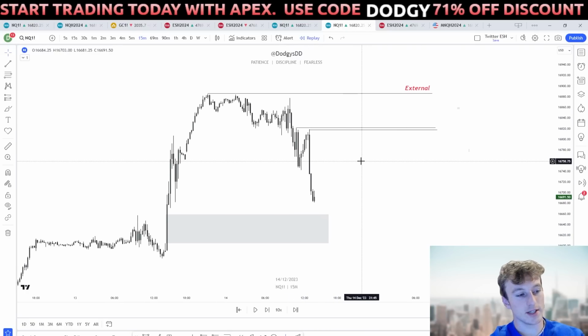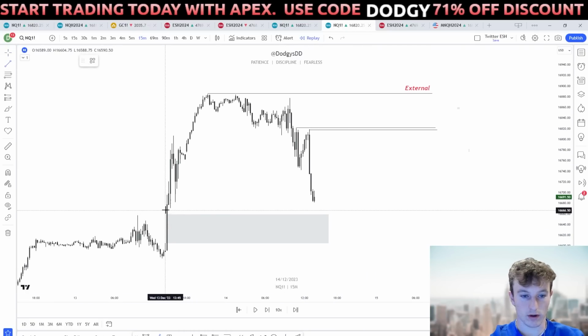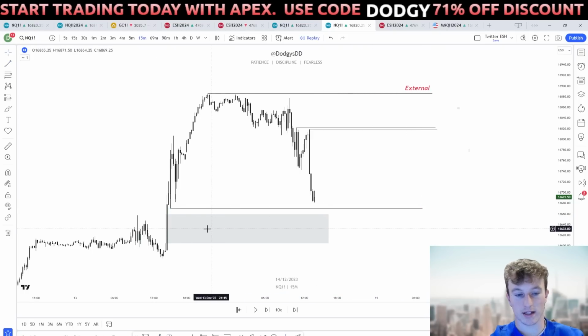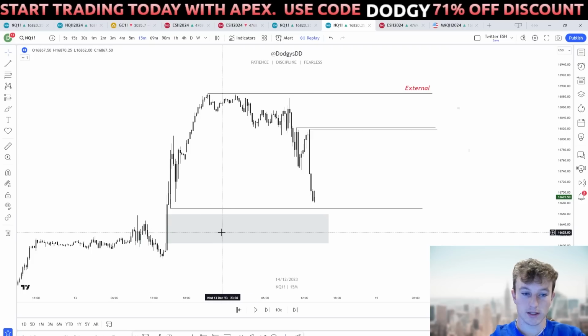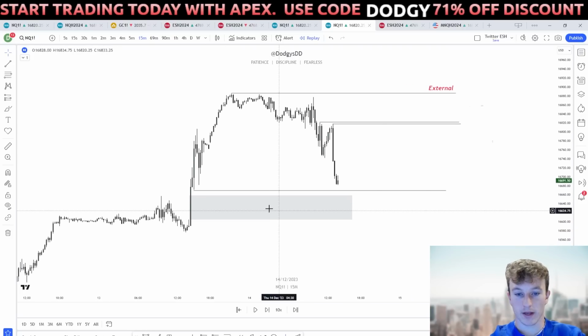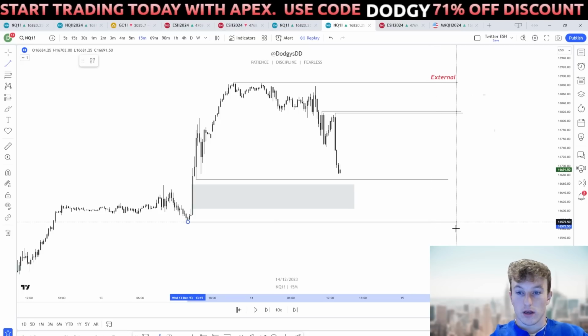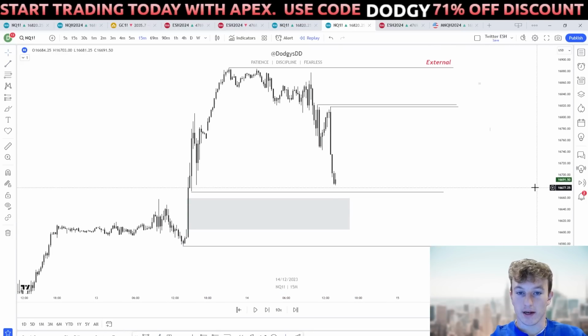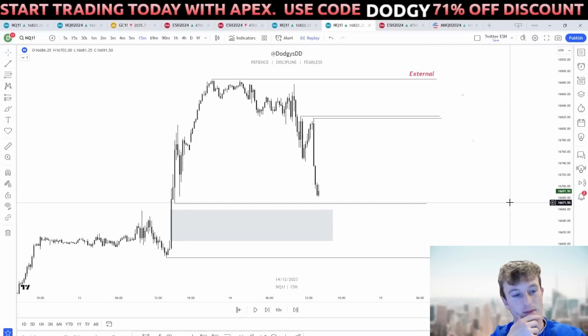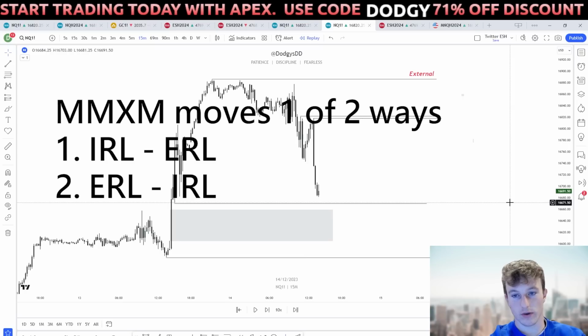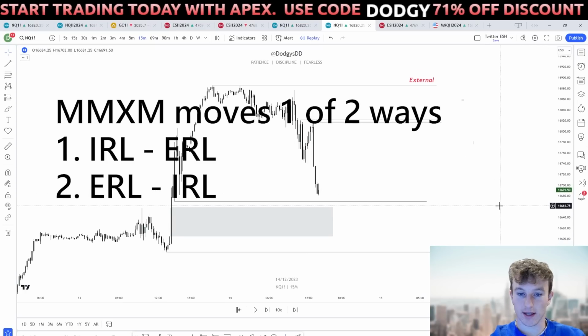Another example of internal range liquidity would be this one, because it's inside the range and also above a fair value gap. These fair value gaps are considered liquidity as well, in some sense, and these are internal range liquidities, and then the external would be here. Typically, a market maker model will move from internal range liquidity to external range liquidity.